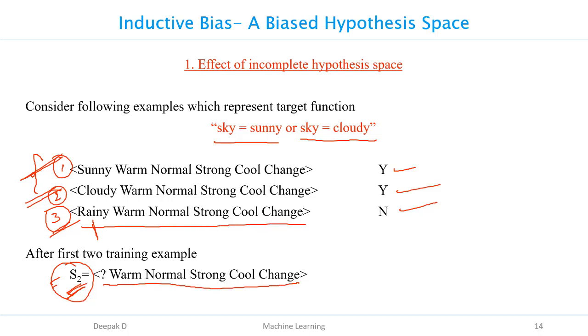So the problem is that we have biased the learner to consider only conjunctive hypotheses. So in this case we require a more expressive hypothesis space. This is your first.